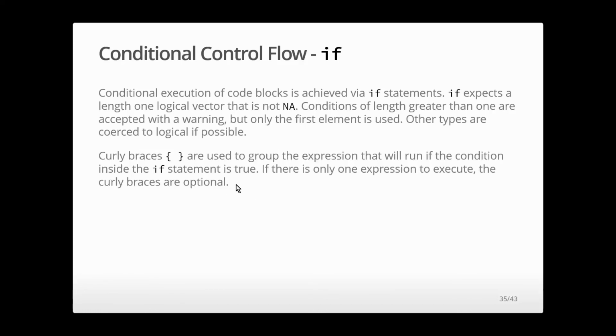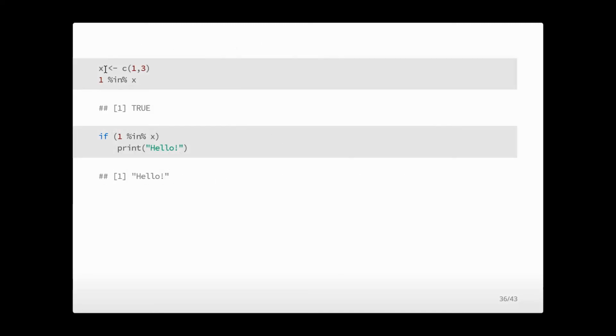One thing is that if there's only one expression to execute, the curly braces are optional, but generally we put curly braces. So we'll say x is 1 and 3. Is the number 1 inside of x, using percent in percent? We'll say if 1 is in x, print hello. Because this is true, we're going to say hello.